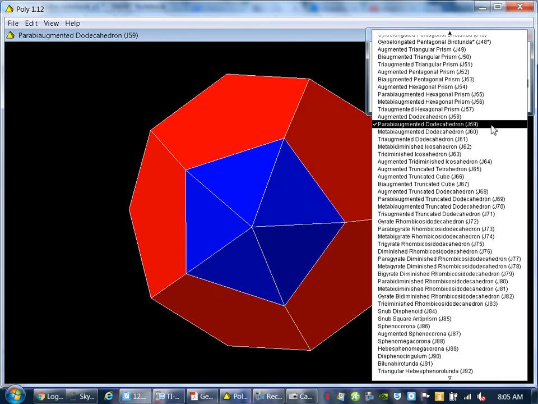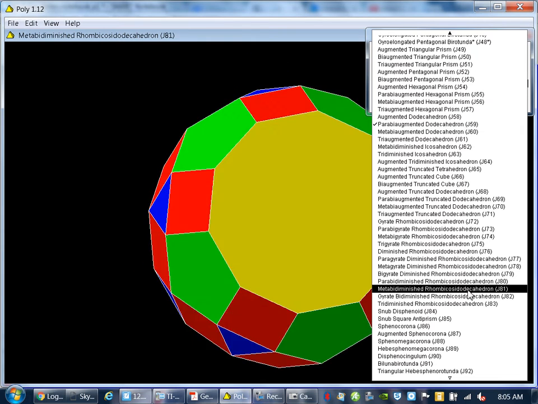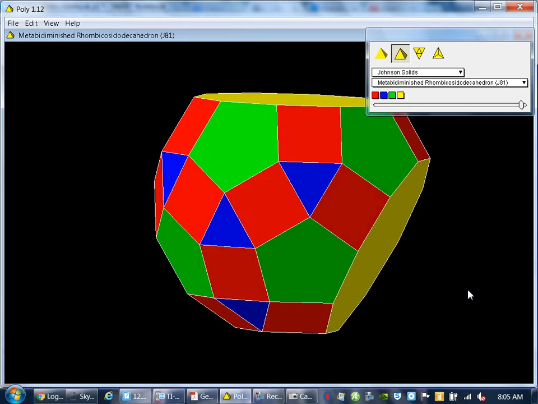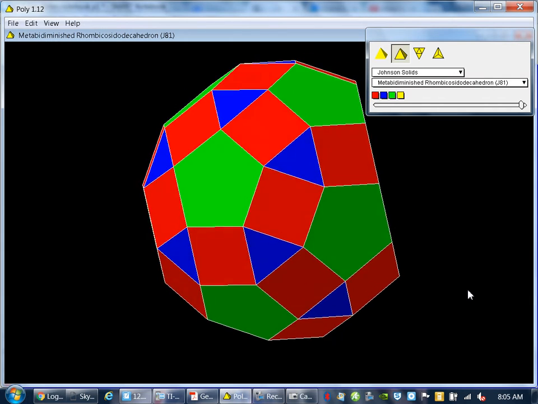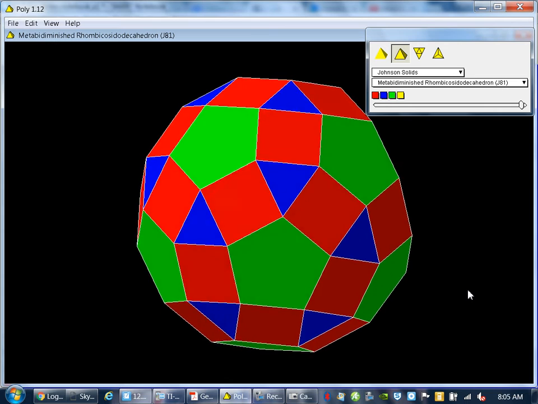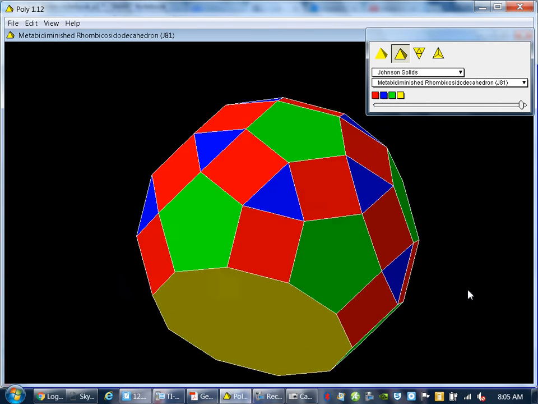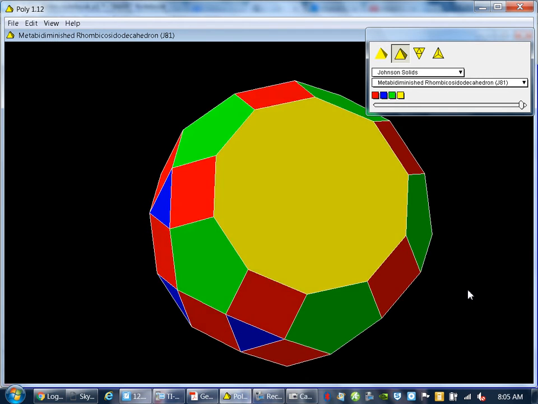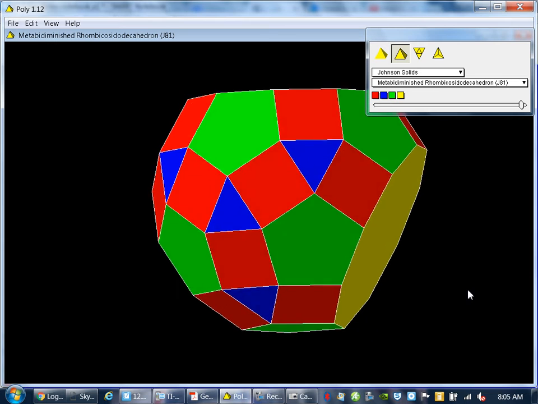Let's see, what else is weird? Do you like the last one? This one? This is a metabidiminished icosahedron. That looks like a soccer ball right there, but then it messed up. It's a soccer ball with a flat. It's messed up. How easy would that be to kick though, because there's two flats and two flats. Oh, that is weird.